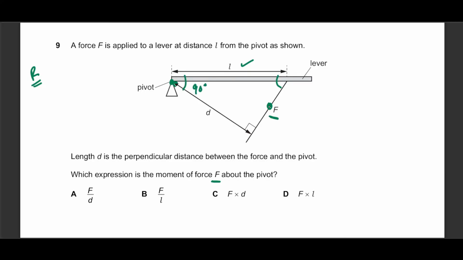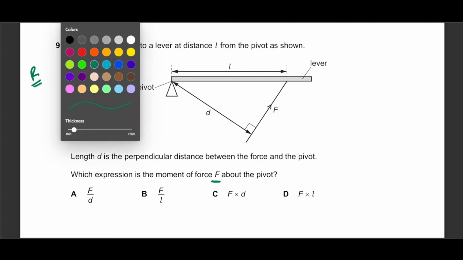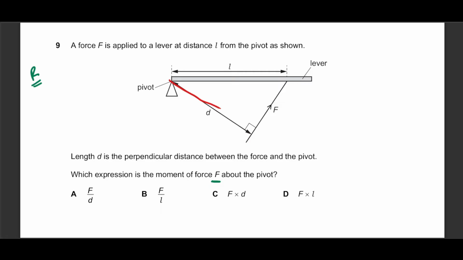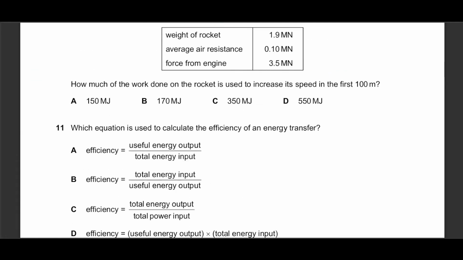So if I look at the distance D, I realize that the angle between the distance and the force is 90. That is why we say that it is actually the perpendicular distance with the force. So if I want to find the moment, D multiplied with F, this has to be perpendicular to the force, and it's only D. So option C would be the right answer. Question number 10.